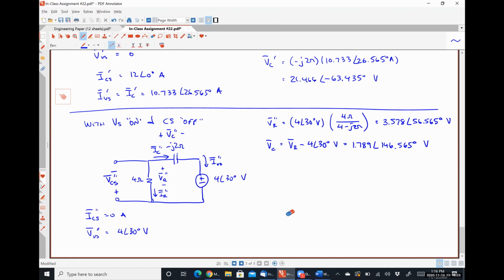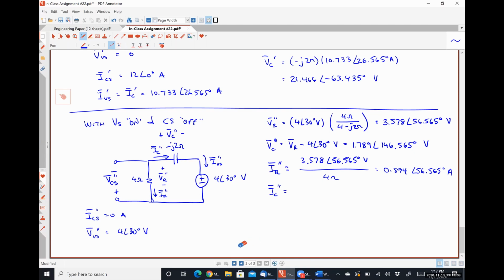All right, our current. So IR double prime will be VR divided by the resistance, 3.578 angle 56.565 degrees volts over 4 ohms. That is 0.894 angle 56.565 degrees amps.